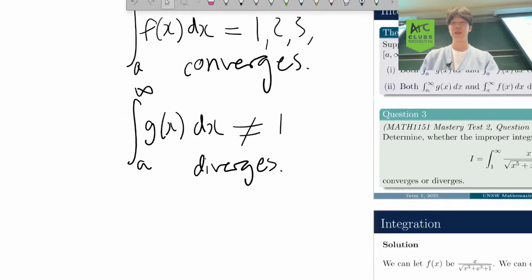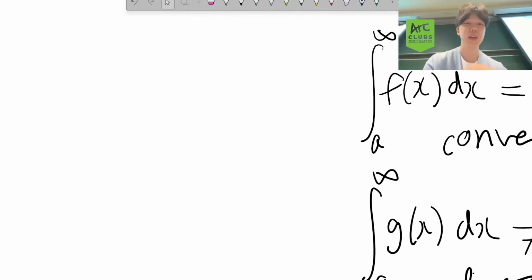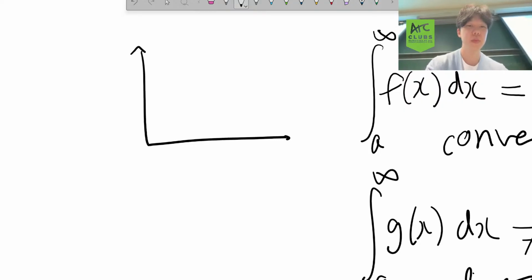A visual way you can kind of think about this is, imagine I had f of x that looked like this.